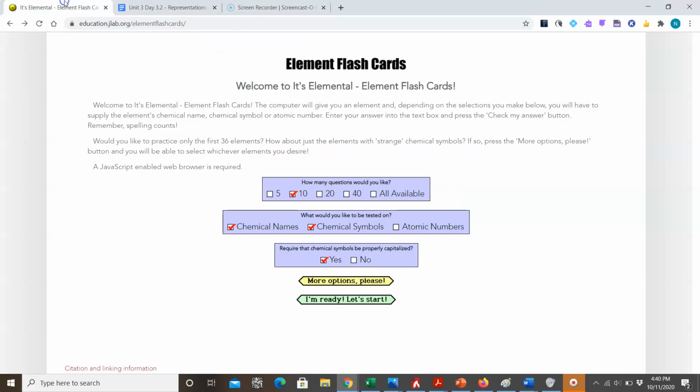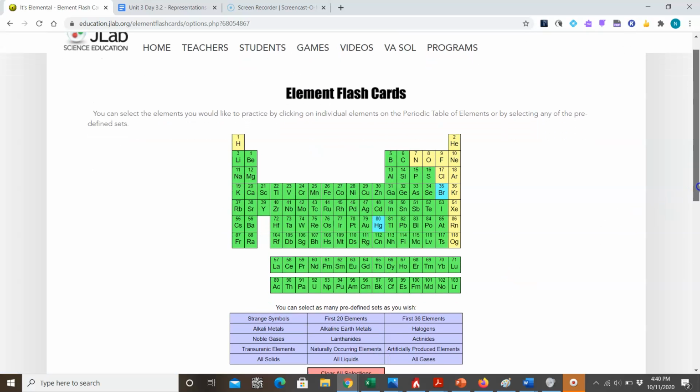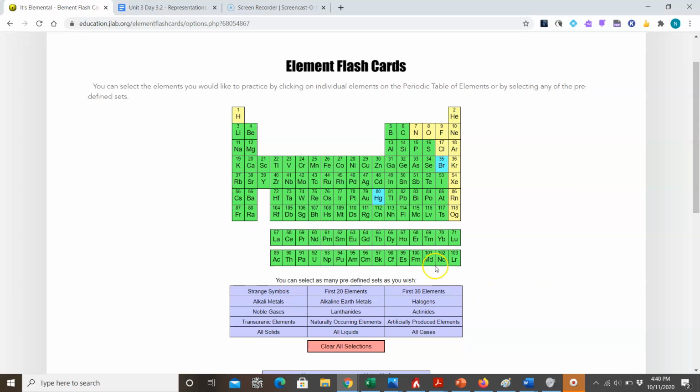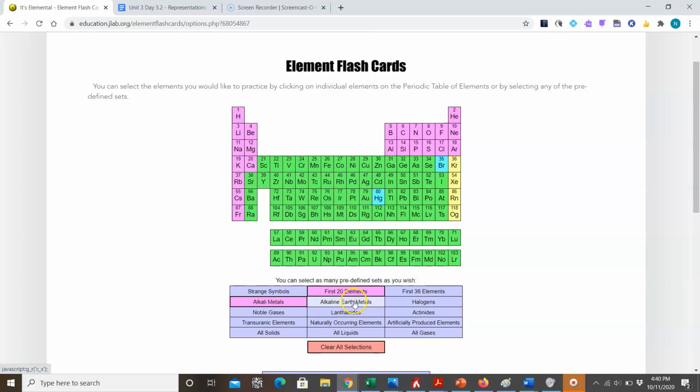All right, so once you've done that, you want to go into more options, please. This is the important part, because here you can limit the elements you would like to practice. As I said in the information, you definitely want to do the first 20 elements. I also said you want to do all of the alkali metals, which are the first group metals. And going back here, you can see all of the alkaline earth metals, which is the second group, so we would click that.